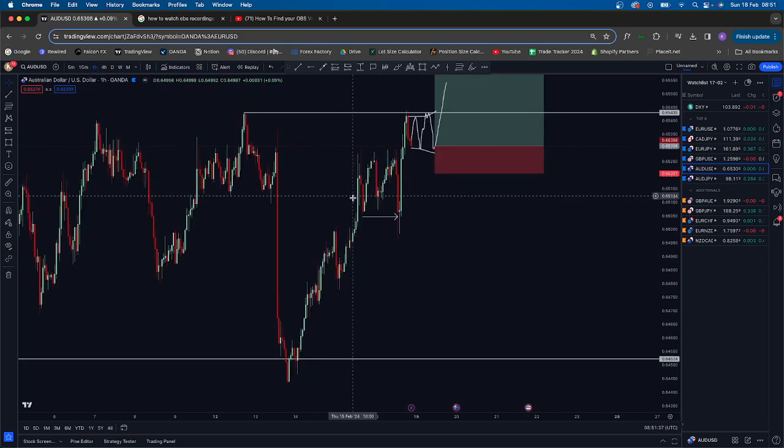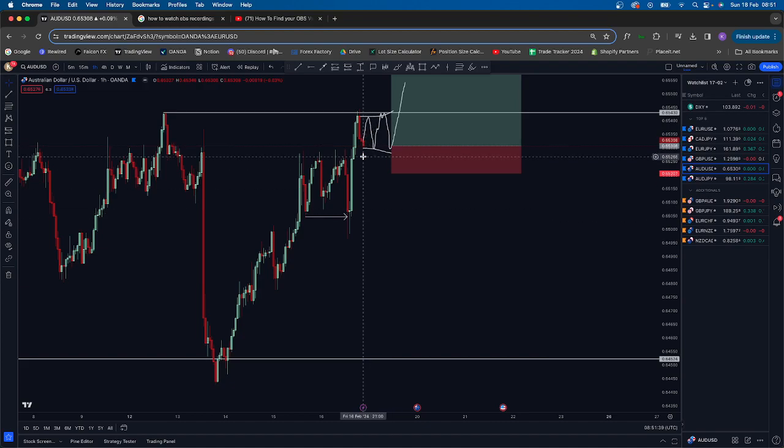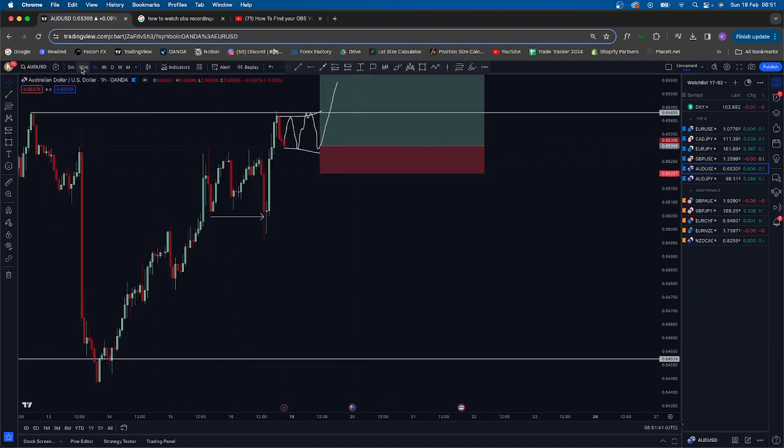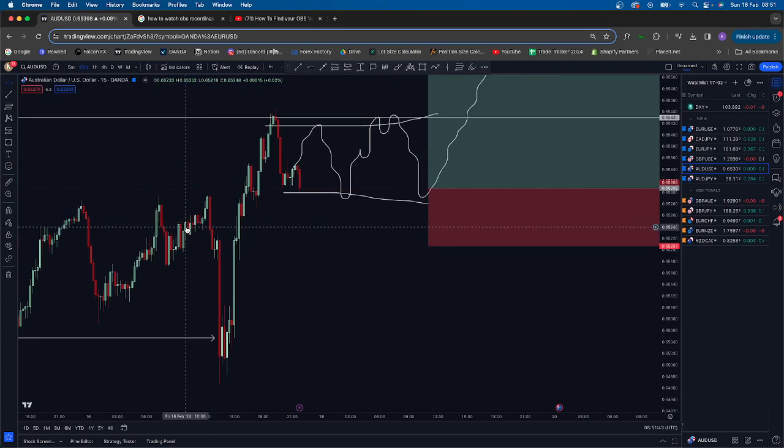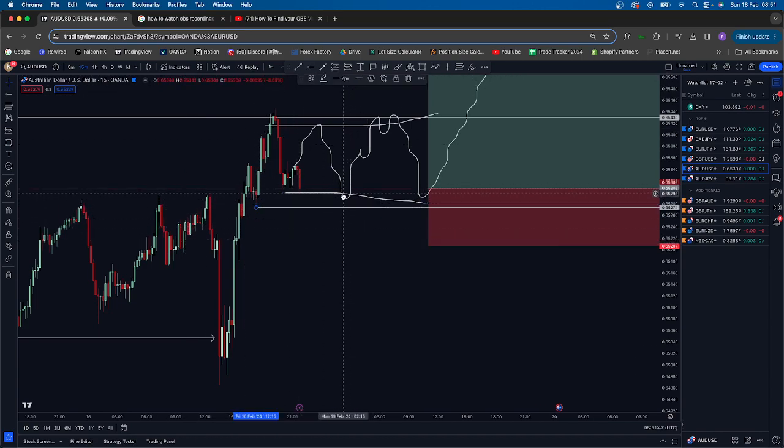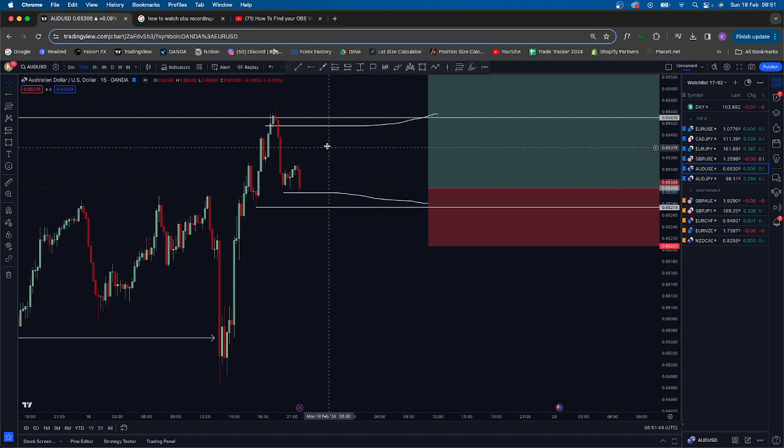So I did have a possible, I found this not so much of a hook point. It looks like a bit of a hook point. What does that look like on the 15? I mean, even we could draw something on here. So if I just get rid of this for a minute. And let's see how this looks. I'm just going to flip the chart.